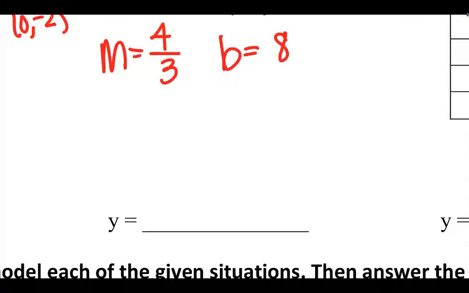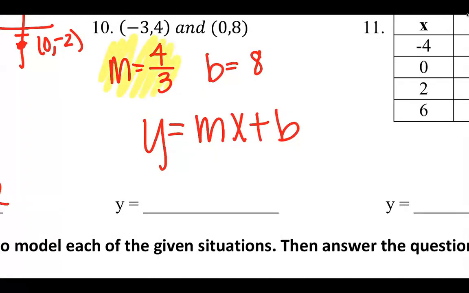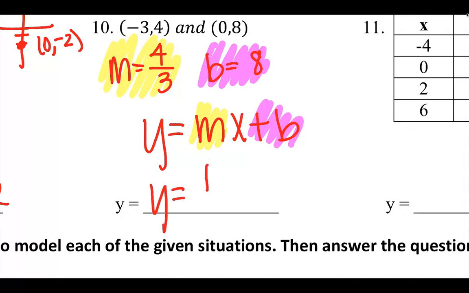So if I go to fill this into my slope-intercept form, y equals mx plus b, well, everywhere I see an m in the equation, I'm plugging in 4/3. Everywhere I see a b in the equation, I'm plugging in 8. So I should have y equals 4/3 x plus 8. Not bad.